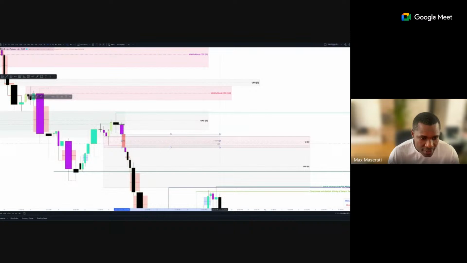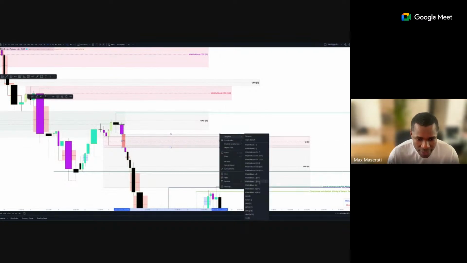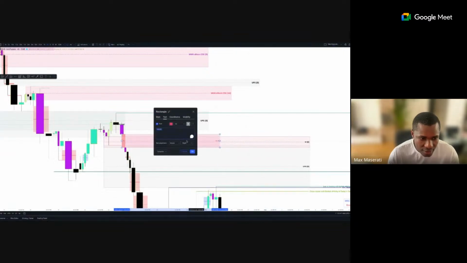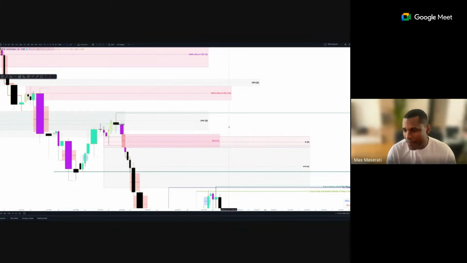Let's mark our opening gap. Opening gap, 4-hour, and then let's make it bigger. H4. So one advice I will give you guys: never worry about price. Never take a trade without doing your daily analysis and your weekly analysis. You just chill, do your analysis first.